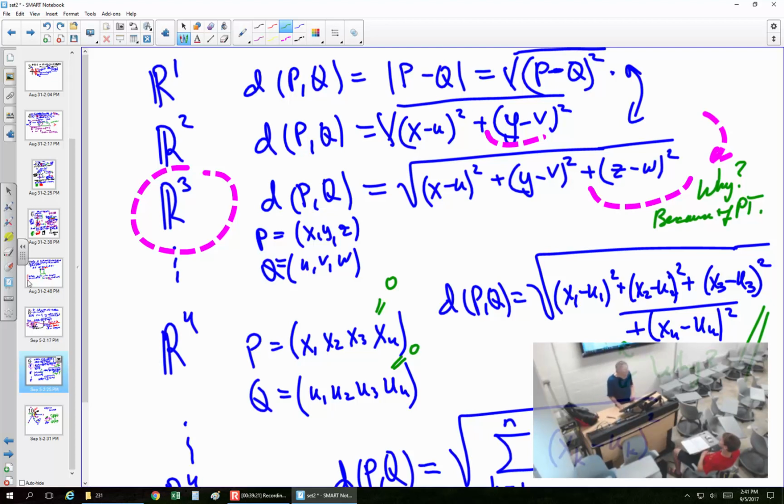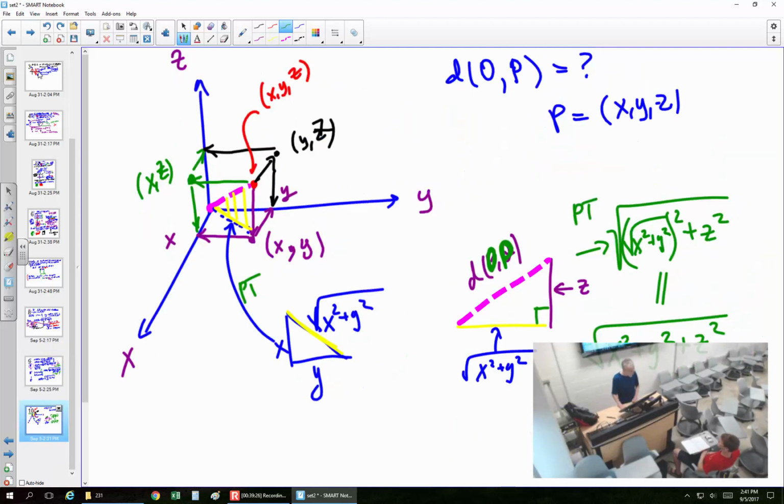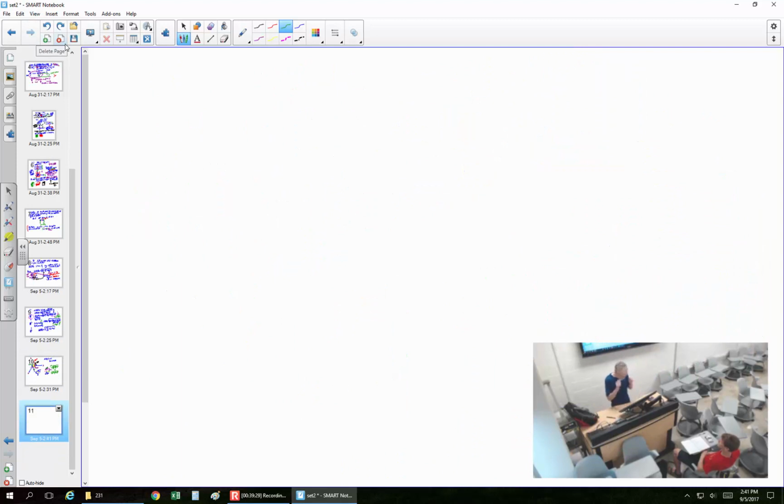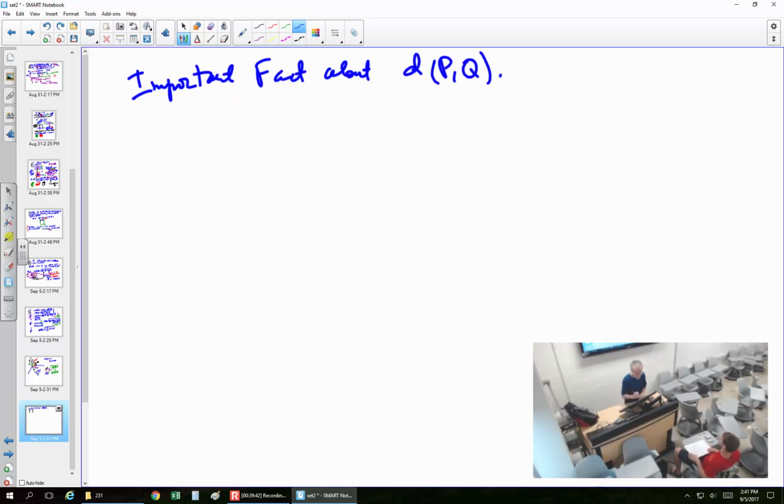Okay. So I also mentioned that, and that's the next stage, what's important is the important facts about dpq that are equally applicable to all dimensions. That would make our life so much easier if we can just have those. They are fairly simple.